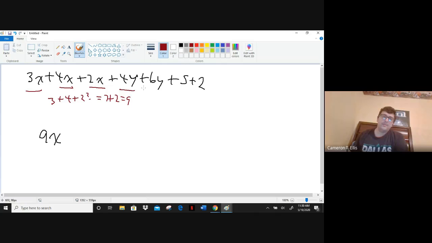And then I got 4y and 6y, right? Let me put that in a different color so we know I'm talking about different terms here. 4y and 6y, right? Like terms, right? What does that mean? We can add the 4 and the 6 together, right? What's 4 plus 6? It's 10, right? And then we just attach the y on, right? So plus whatever I got there, 4 plus 6, y, plus blank.